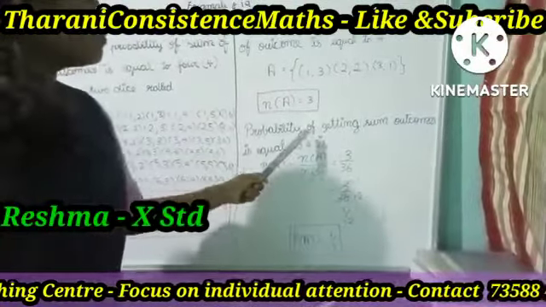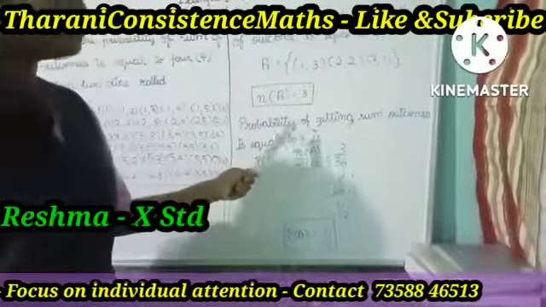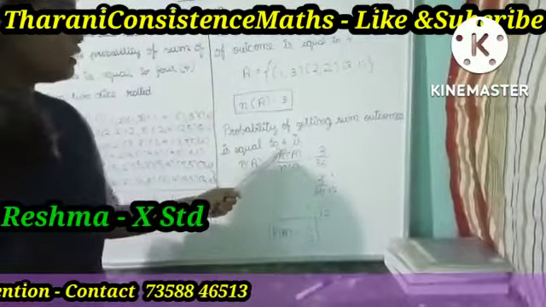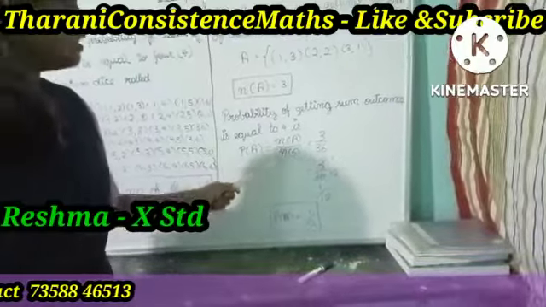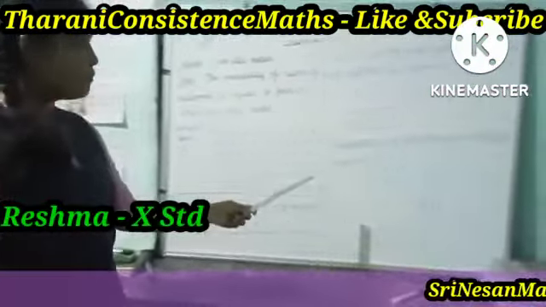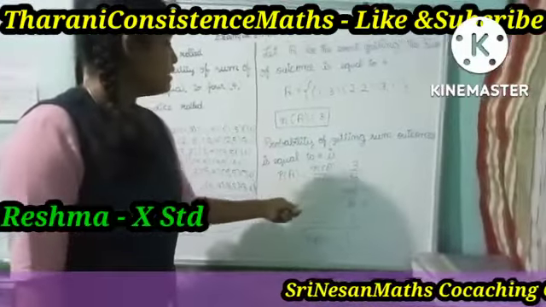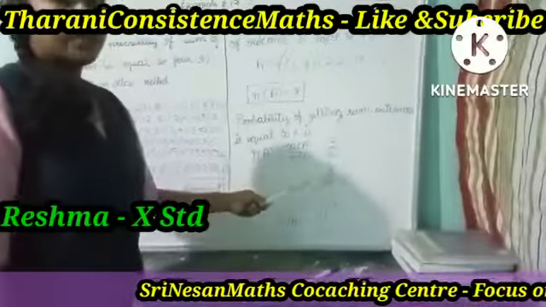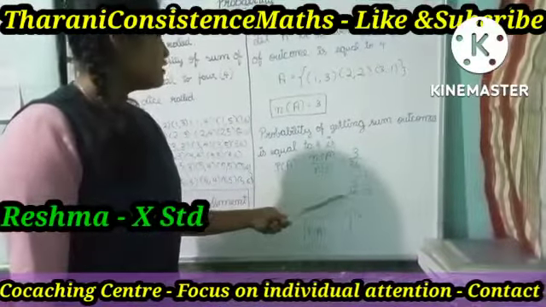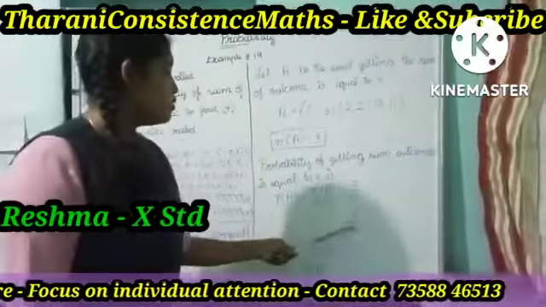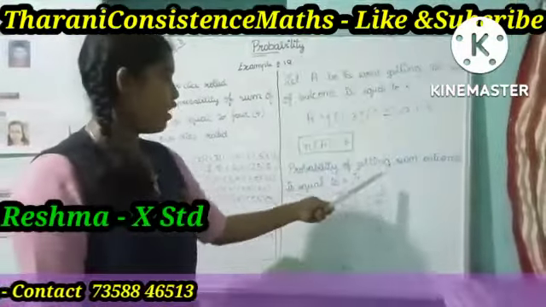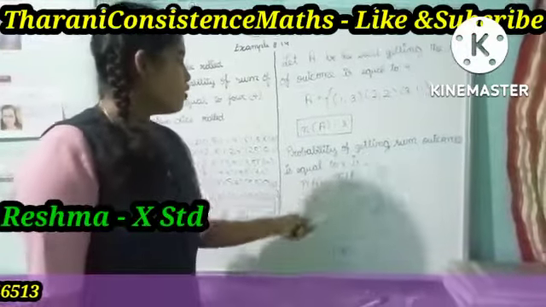The probability of getting the sum of outcomes equal to 4, using the formula method: P of A is equal to N of A divided by N of S. N of A is equal to 3 and N of S is equal to 36. So 3 by 36. These numbers are divisible by 3 table. So 3 is 1 time and 36 is 12 times, which gives 1 by 12. P of A is equal to 1 by 12. The probability of getting the sum of outcomes equal to 4 is 1 by 12.